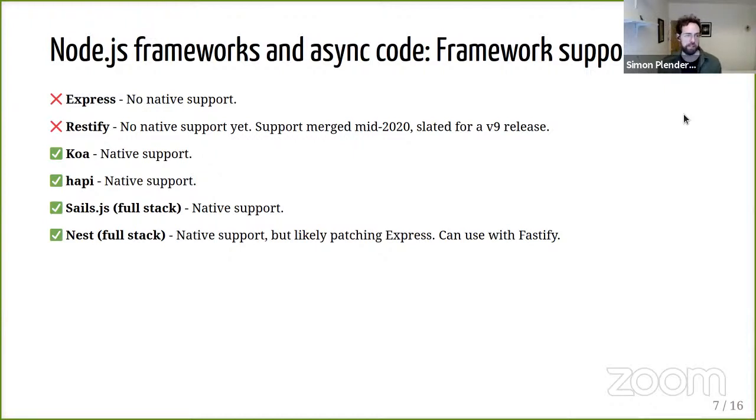So you can see here that Express, which is the most popular Node.js framework by a mile, still today has no native support for async code. There's not been a release of Express for almost 2 years at this point. But you can, if you need to, hack in support for async code with a library.